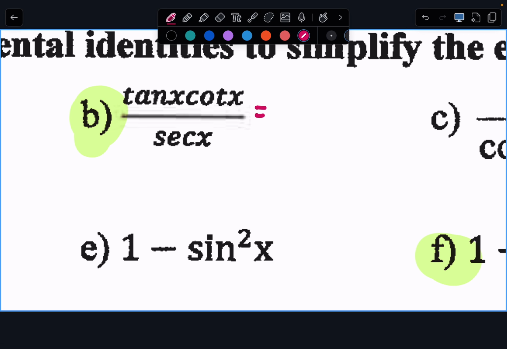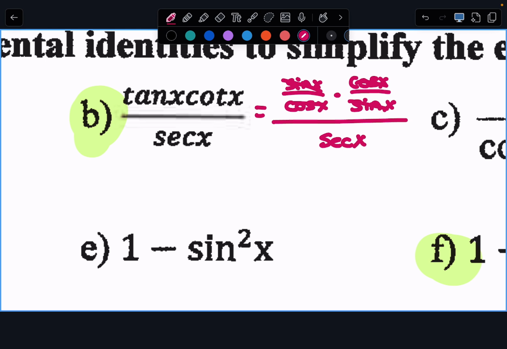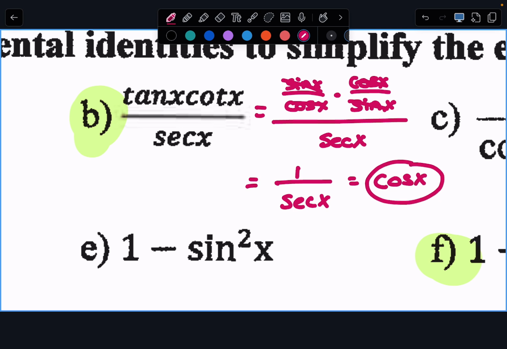Sine over cosine x, cosine over sine. Which equals what? Sine over cosine times cosine over sine. That's 1, right? Over secant. 1 over secant is what? Yep. It's going to be super similar to that in some way.